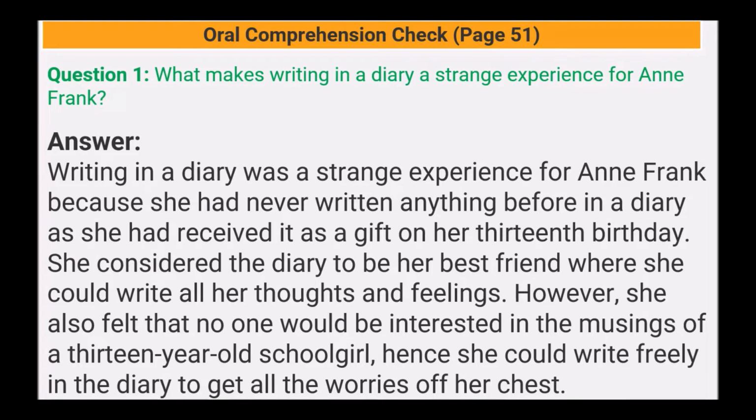Writing a diary was a strange experience for Anne Frank because she had never written anything in a diary before, and she had received it as a gift on her 13th birthday. She considered the diary to be her best friend where she could write all her thoughts and feelings. However, she also felt that no one would be interested in the musings of a 13-year-old schoolgirl. Hence, she could write freely in the diary to get all the worries off her chest.